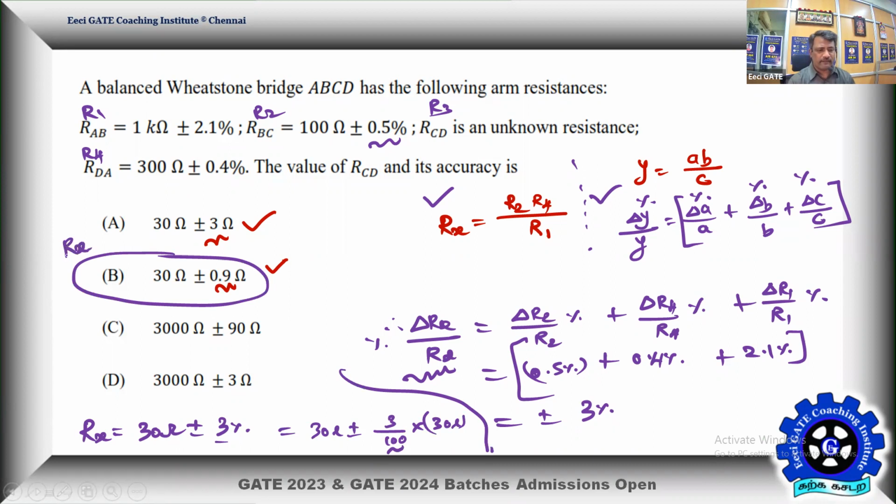So the nominal value of the unknown and its measurement error, because of the uncertainty or tolerance in the practical resistors R1, R2, and R4. That's a simple and interesting problem exploiting the fundamentals of error analysis.